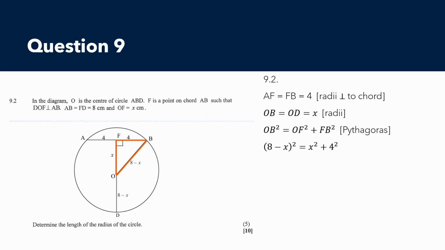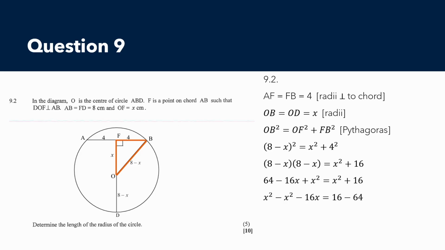And substituting in everything I know, OB is equal to 8 minus X, so (8 minus X) squared is equal to X squared plus 4 squared. I've substituted in OF and FB as well, as you can see there. And to expand the left hand side, 8 minus X times 8 minus X, and hence 64 minus 16X plus X squared is equal to X squared plus 16.